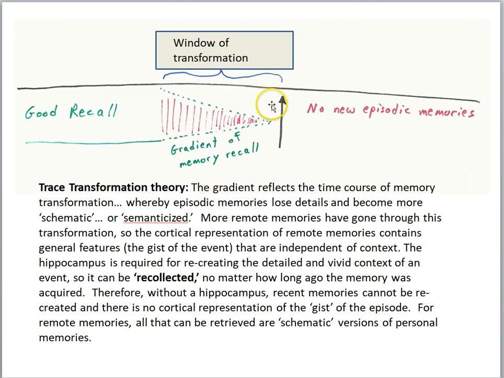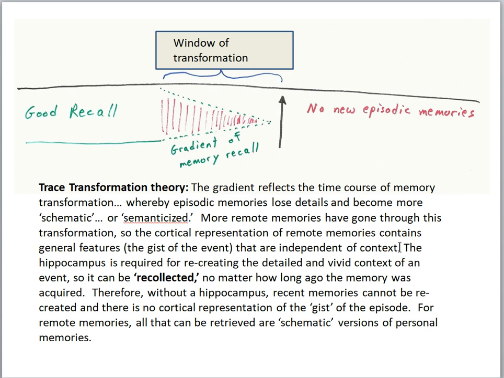And let's take a look at that gradient of recall then. The gradient reflects the time course of memory transformation, where episodic memories lose details and become more schematic or semanticized, to coin a new word. More remote memories have gone through this transformation, so the cortical representation of remote memories contains general features, the gist of the event, that are independent of context.